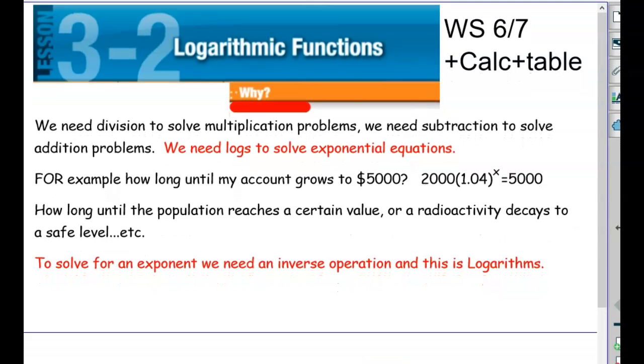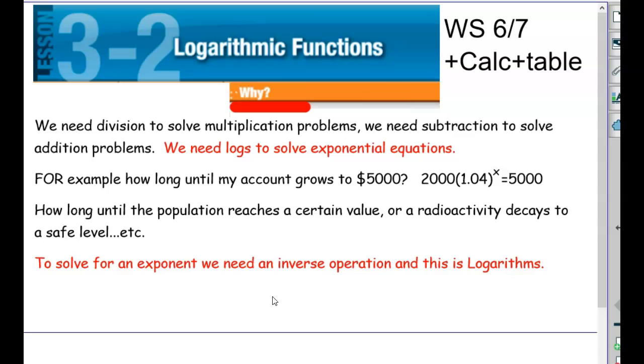Today we are introducing logs. So this little slide talks about why in the world do we need these silly things? Just like we need division to undo multiplication problems and subtraction to undo addition, we need logs to solve exponential equations. For example, whenever we have an x in the exponent, how long until my account grows to $5,000? If I put in 2,000, it's growing at a rate of 4%, so I multiply by 1.04.